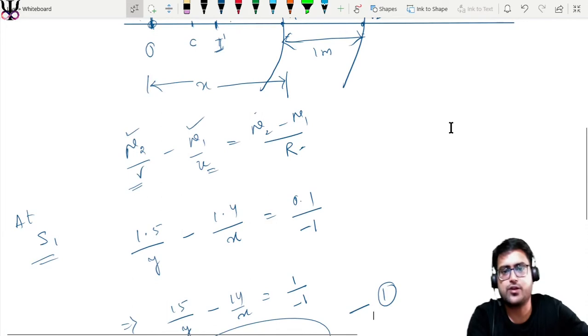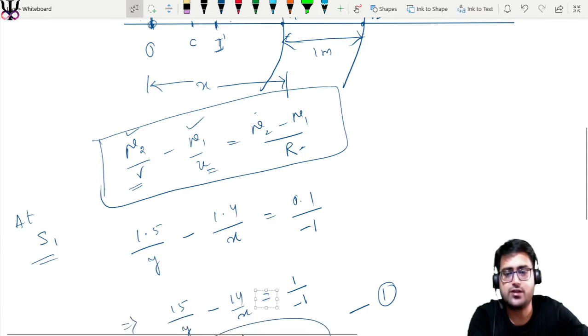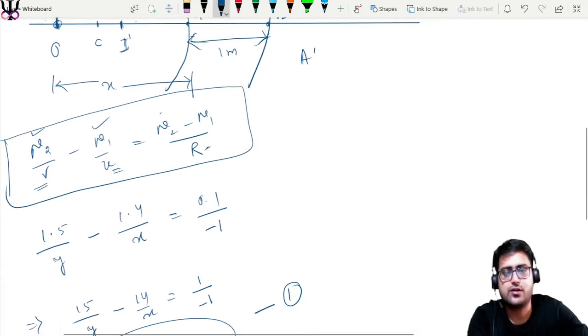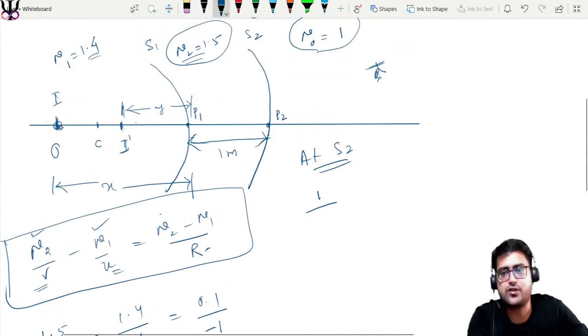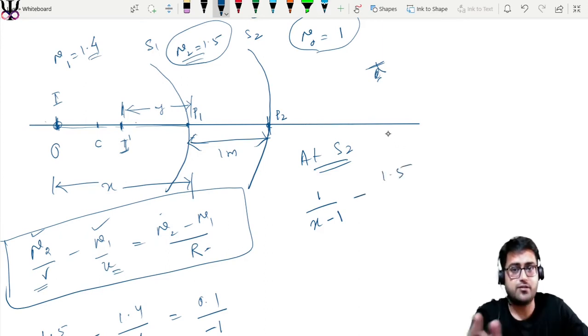Right, again use this formula, mu2, the second medium, that is air, right? Let's do that to the left. Okay, for the second surface S2, it's going to be mu2, which is air now, which is 1 divided by the image distance. The image is where the actual object is. So the image distance when measured from P2, this distance was x and this is 1. Measuring in agreement with the coordinates and sign convention, it's going to be minus 1 plus x. So it's going to be x minus 1, right? Minus, what is mu1? 1.5. The first medium is this here.